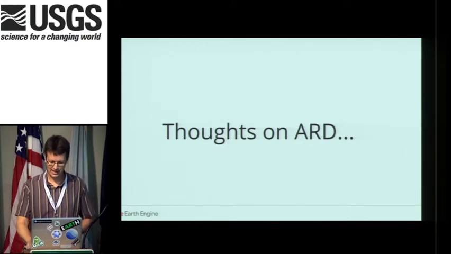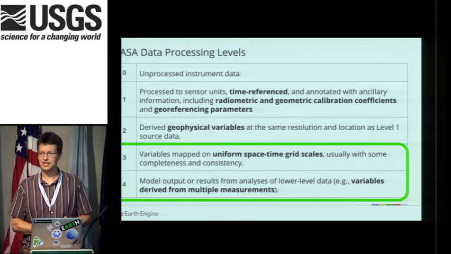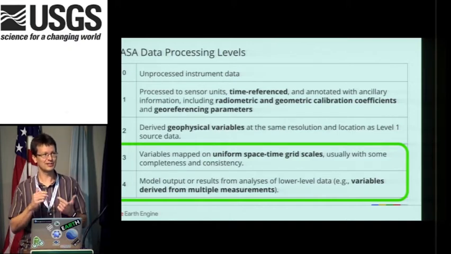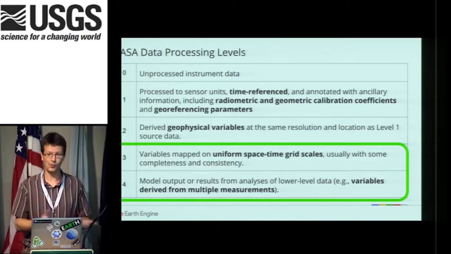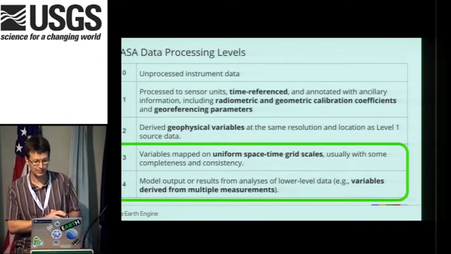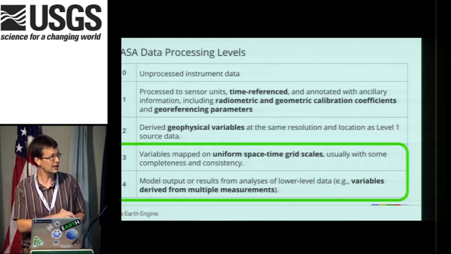Okay, so general thoughts on ARD. The first one is that a lot of these data providers have been doing this for a long time. They just didn't call it ARD. They've processed data to different processing levels, and the different levels are appropriate for different analyses. If you look at the NASA data processing levels, we tend to use level 3 and level 4, usually the ones that we bring into Earth Engine.